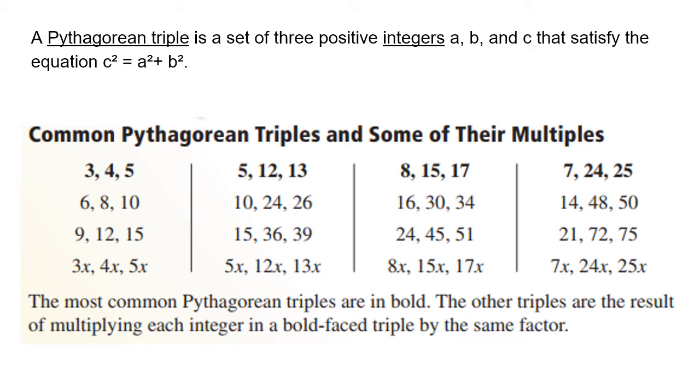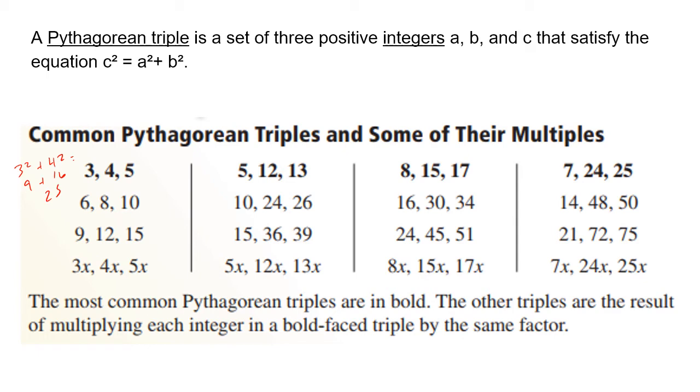There are certain types of these that always work out to be whole numbers, like 3, 4, and 5. If you have two legs of a triangle that are 3 and 4, then the hypotenuse has to be 5, because 3 squared plus 4 squared is 9 plus 16, which is 25, and the square root of 25 is 5.